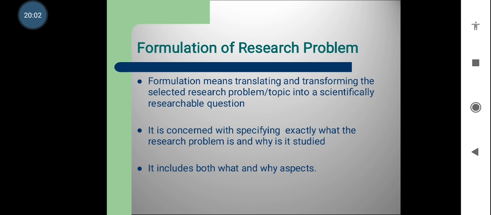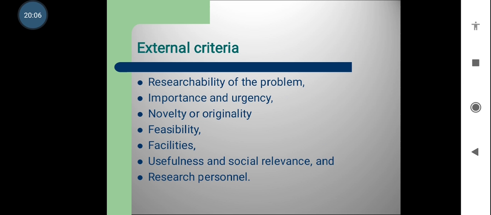And finally, we need to conclude on the criteria for the problem. Each identified problem must be evaluated in terms of the above internal and external criteria, and the most appropriate one may be selected by a research scholar. The overall guideline to be followed in this selection process is: select a feasible and researchable problem which is interesting to you and within your competence and manageable within the available time and resources, and at the same time has some importance and social relevance and for which record facilities are available.